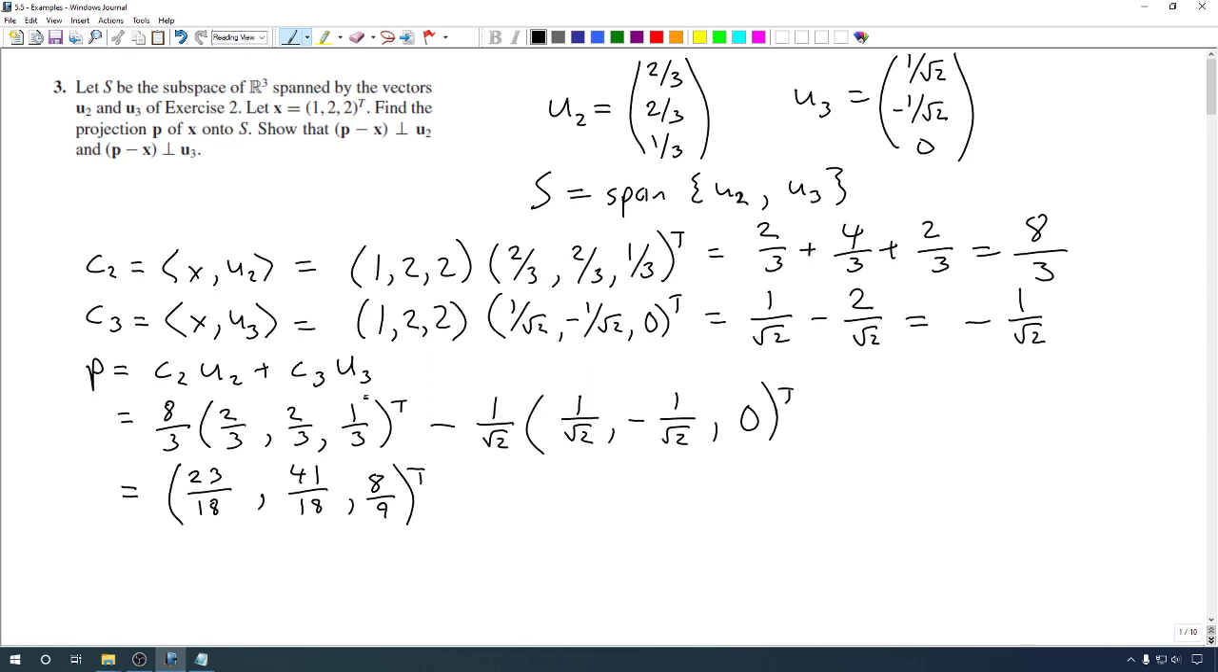This is our projection onto S. We want to find out what p minus x is, and we want to show this is orthogonal to u2 and u3.